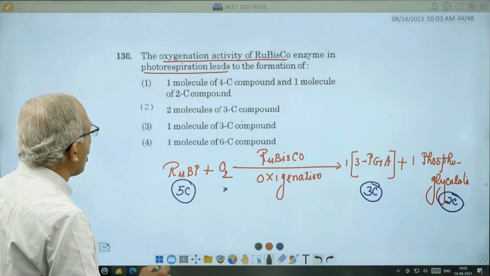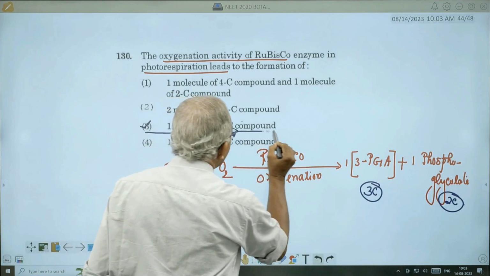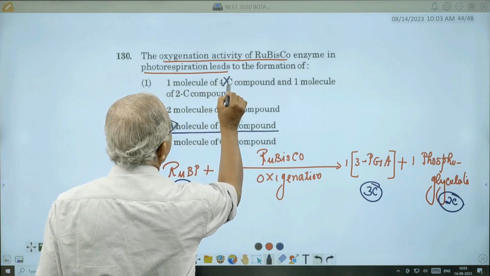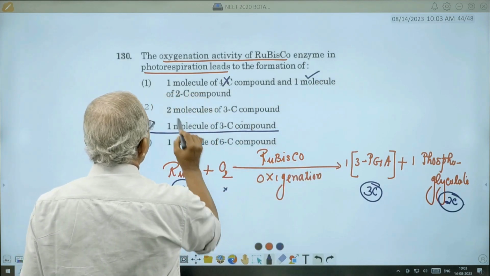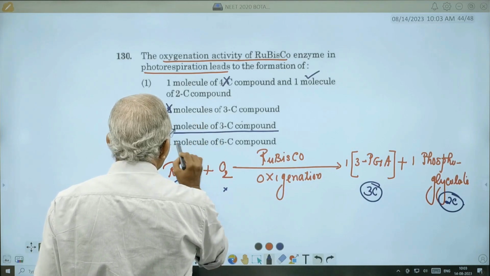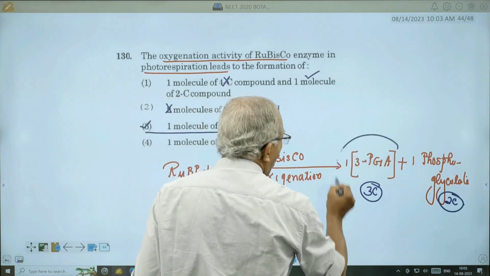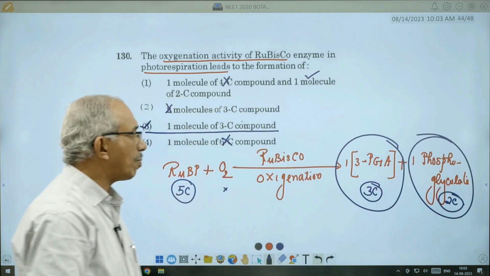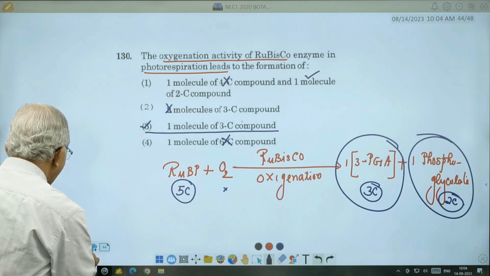From the given options, one molecule of a 3-carbon compound; one molecule of 4-carbon compound, wrong; one molecule of 2-carbon compound, correct; 2 molecules of 3-carbon compound, wrong; 1 molecule of 6-carbon compound, wrong. It forms 1 molecule of 3-carbon compound and 1 molecule of 2-carbon compound. From the given options, it is option 3.